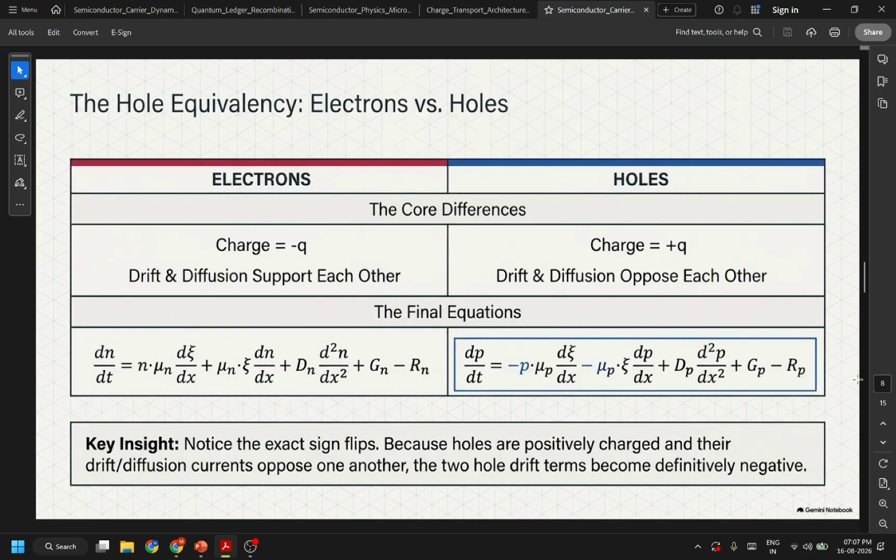And from here we can calculate our holes equation also. But remember, for holes the charge is plus q, and drift and diffusion oppose each other. So the resulting dp by dt will be minus p mu p dE by dx minus mu p E dp by dx plus Dp d square p by dx square plus Gp minus Rp.